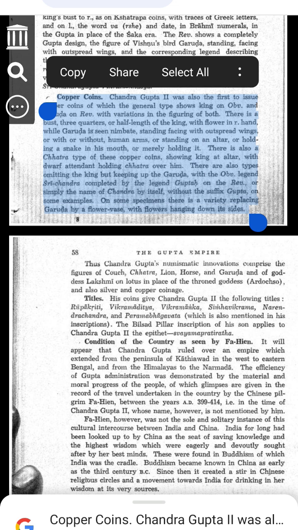Example, imagine a government logo with different symbols like a lion for power, a horse for speed, a flower for beauty. Similarly, Chandragupta II's coins used many symbols to show his greatness.